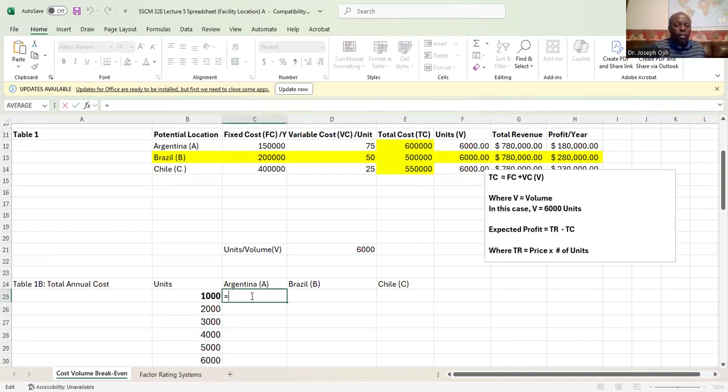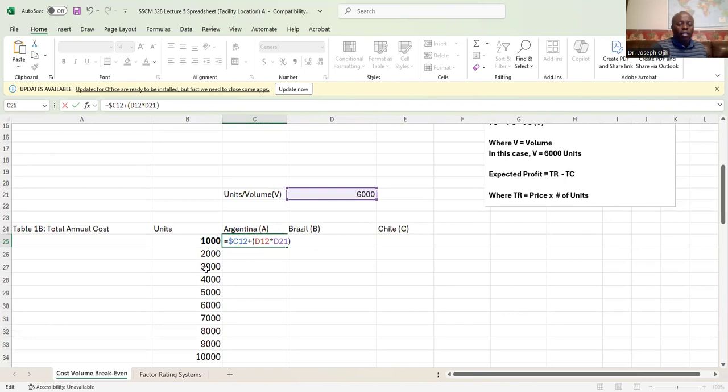Fixed cost for Argentina is $150,000. Okay. Click on that. Plus, I can see variable cost is 75,000 times volume, which is 6,000. Because you want to make these things static, you can put a dollar sign here to freeze the cell so that it will be easy for all the units produced.